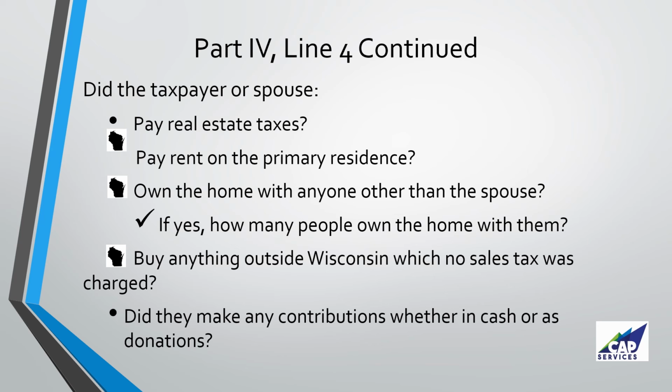Part 4, line 4, continued. Did the taxpayer or spouse pay real estate taxes? Did they pay rent on the primary residence? Did they own the home with anyone other than their spouse? This does not include life estates. If yes, what percentage of the home did they own? In other words, how many people owned the home with them?